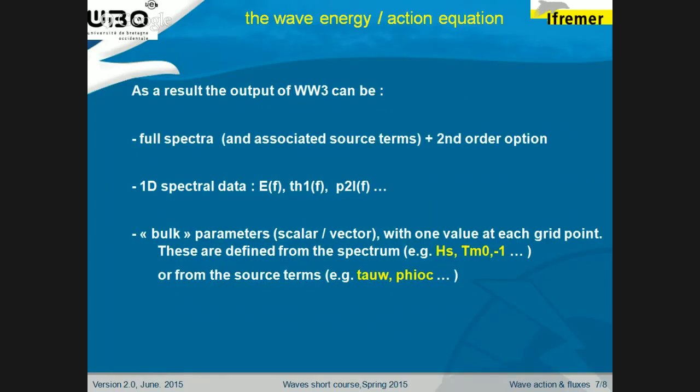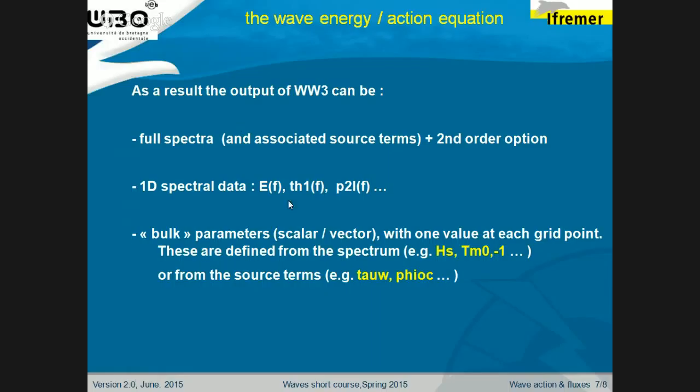And so the result of the wave model can typically be this full spectrum, usually not on the full grid, but on a few grid points, and you can have the source term if you want. And you can also have the second order correction if you put the right compiling options. We can also output the 1D spectrum, the frequency spectrum, on the entire grid. You can also have the mean direction on the entire grid and so forth.